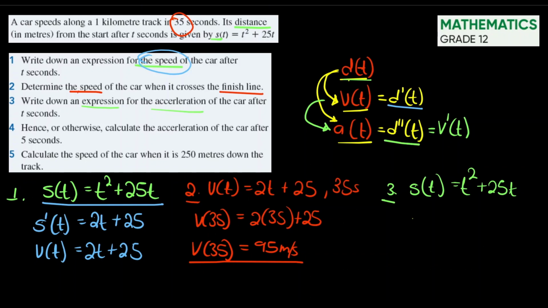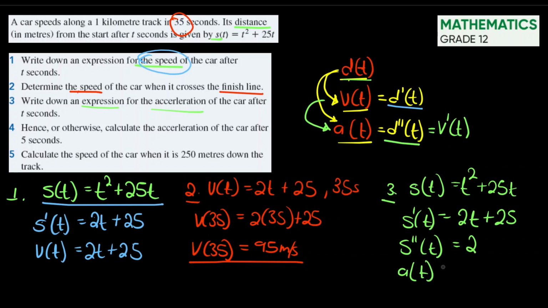So to represent acceleration using distance, it means you have to derive the distance equation twice. The first derivative in terms of t will be 2t plus 25, which is our velocity, but we derive it again to calculate our acceleration, which will be in essence 2. So the formula for acceleration will be equal to 2. And this will be our acceleration formula in terms of t.